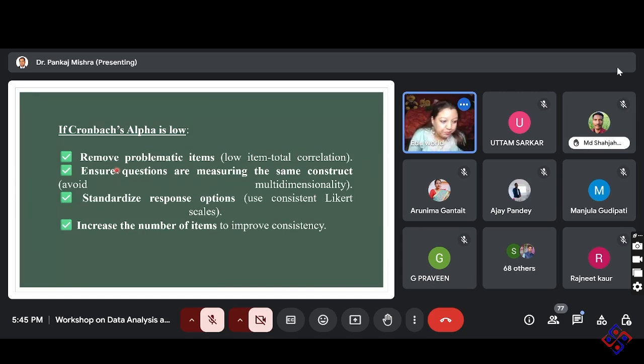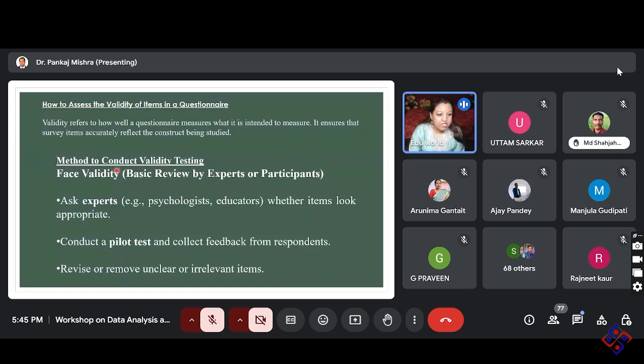Next, how to assess the validity of the items in a questionnaire. Now we are coming to what this validity is. Did I explain to you what validity is? Anyone? Reliability we use for consistency, so that we get the same result each and every time when the situations are the same. But when we come to validity, it must serve the purpose for which we have framed the scale.